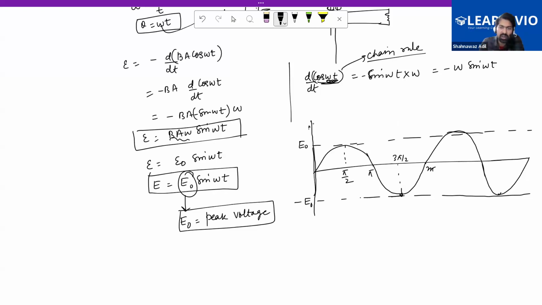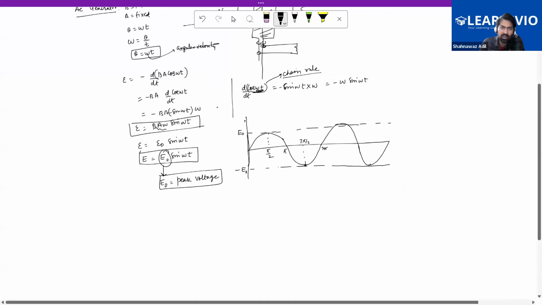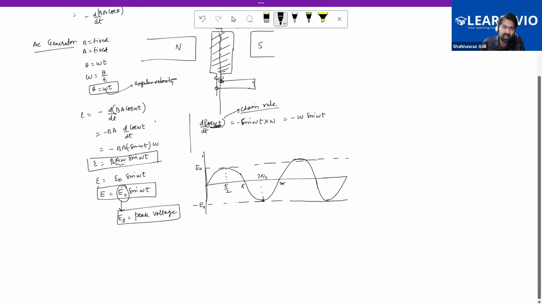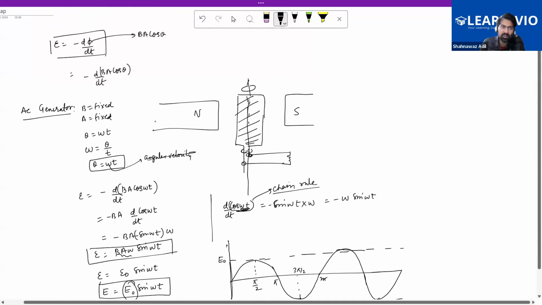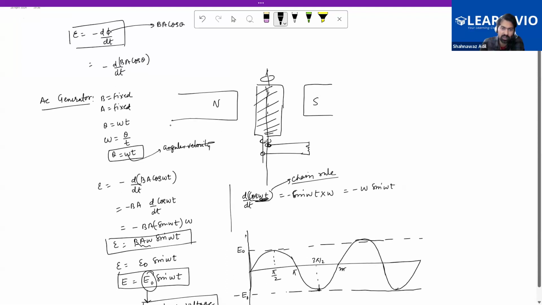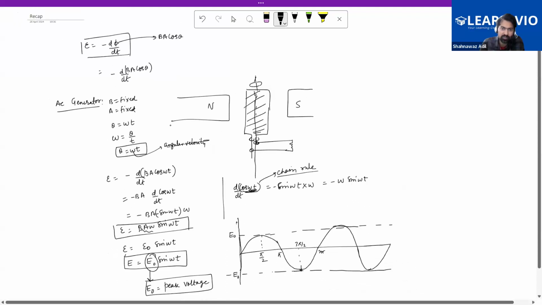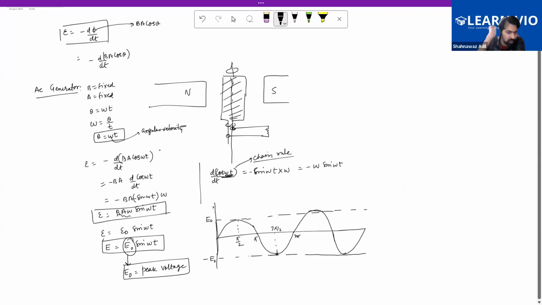If you have no doubt, please note down these things, and then we will talk about the other. Please note down this part. And then we'll talk about different circuits. In the next class, I will try to start on this.